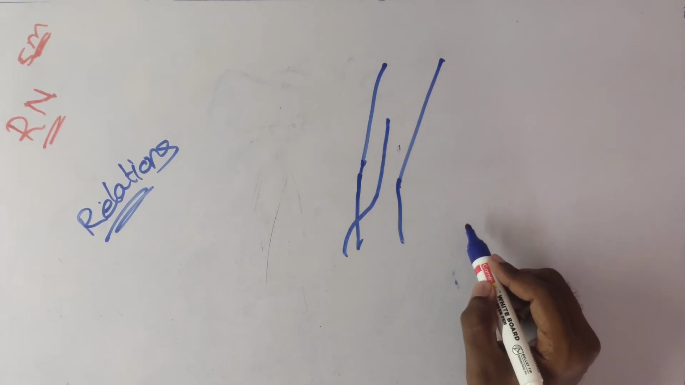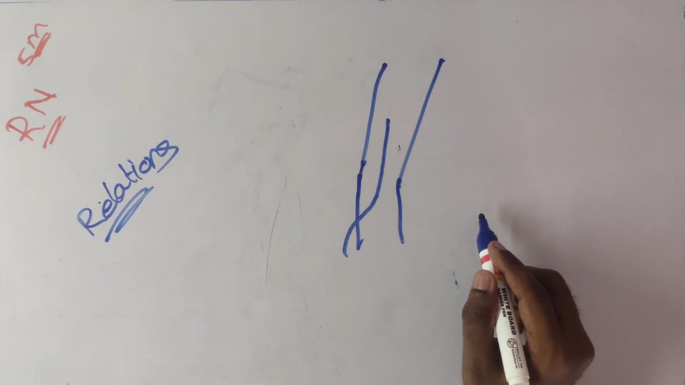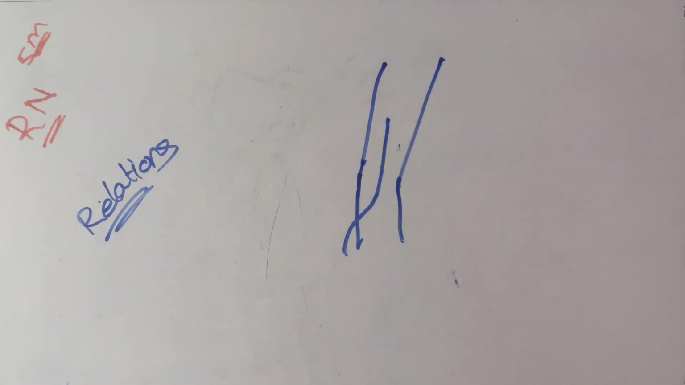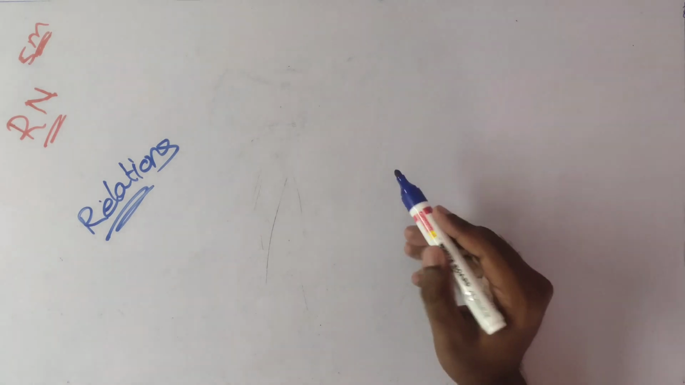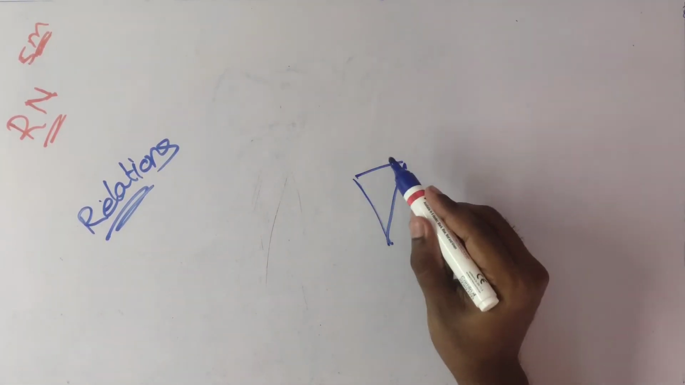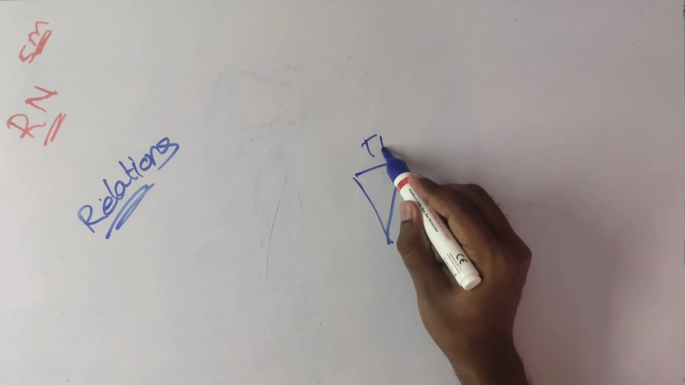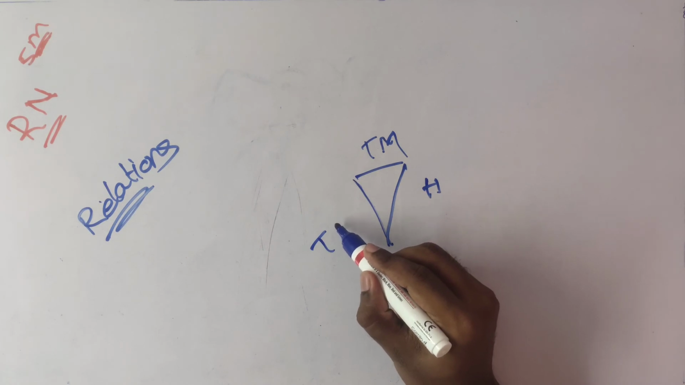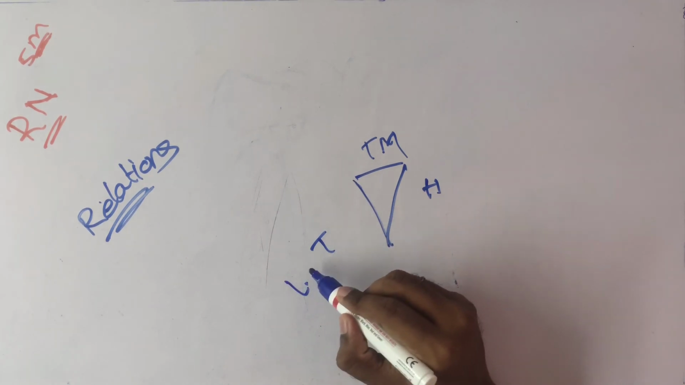Next, at the lower triangular space, the relations of the radial nerve are: at the medial side there is the long head of triceps brachii, at the lateral side there is the shaft of humerus, and at the superior side there is the lower border of teres major muscle.